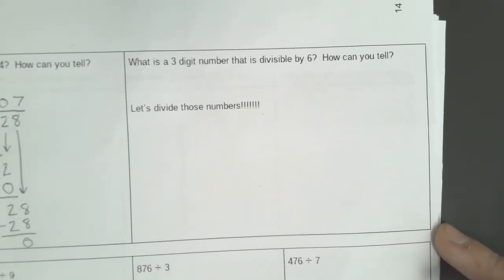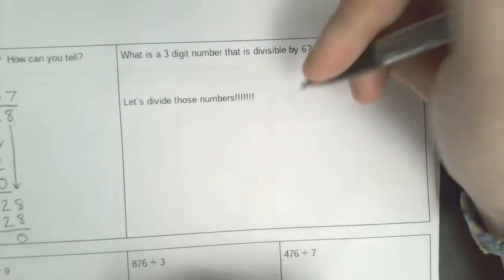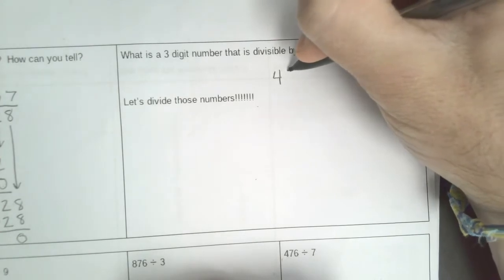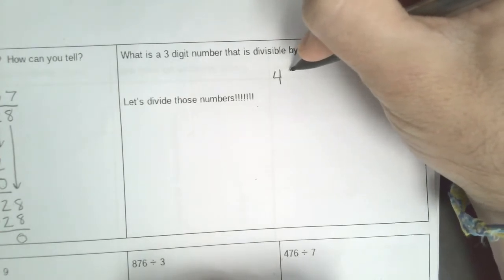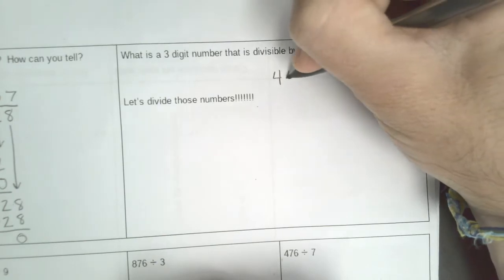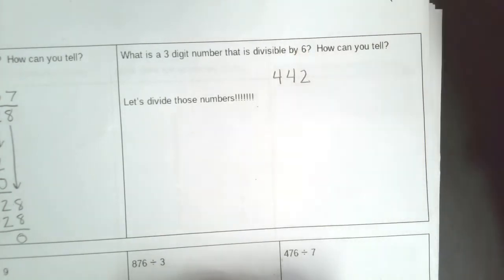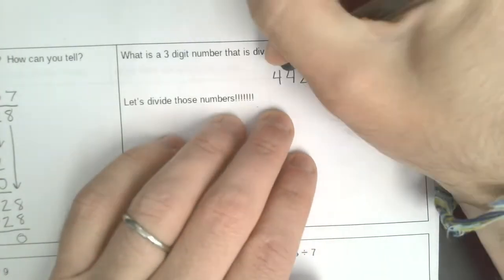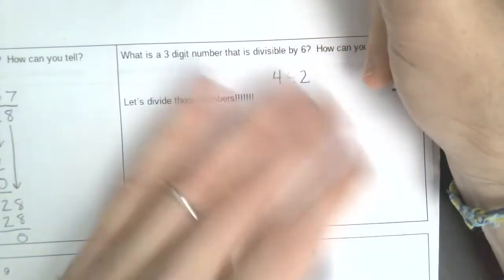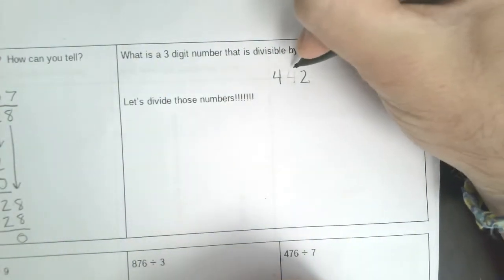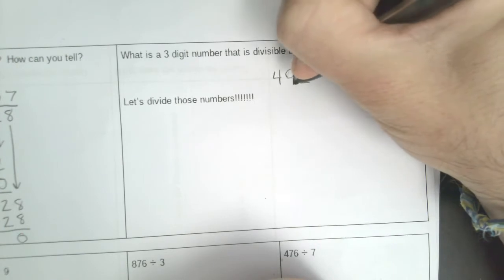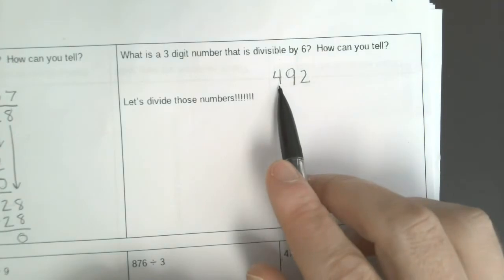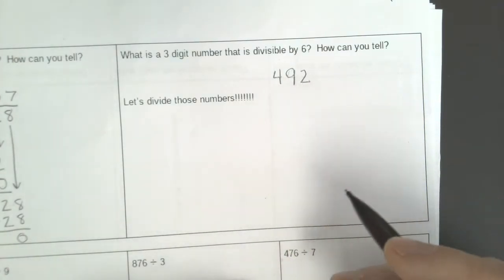What is a three-digit number that's divisible by 6? 400 and, well, I don't want to do that. 442. And the reason I know that 6 does not go into that. My bad. I gotta get the right number here. 6 and then 9. 492. That would work. Yes, because 2 goes into this number. 2 goes into 492, and also 3 does.